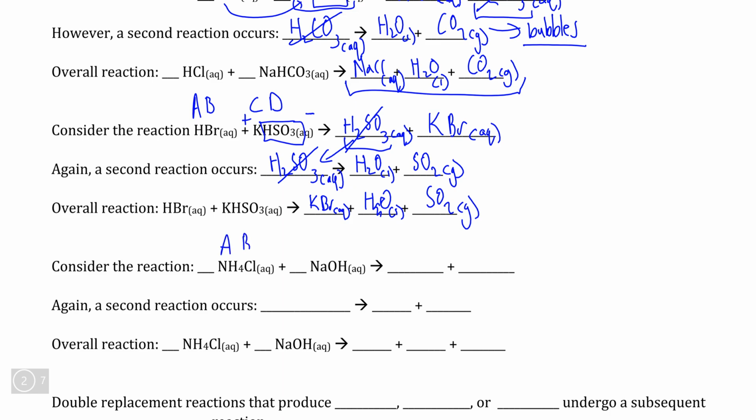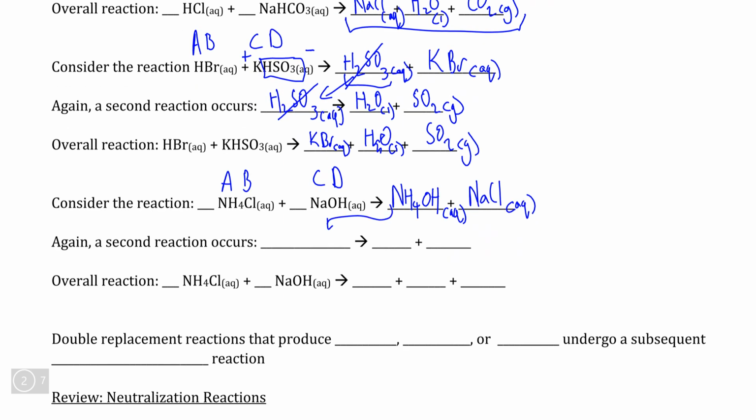So if we treat ammonium chloride as our AB and sodium hydroxide as our CD, that would mean that our AD compound is ammonium hydroxide, NH4OH, and our CB is going to be NaCl. We know that NaCl dissolves completely in water, and if you check the solubility table, you'll find that ammonium hydroxide also does. However, in this case, the ammonium hydroxide can actually undergo a decomposition reaction.